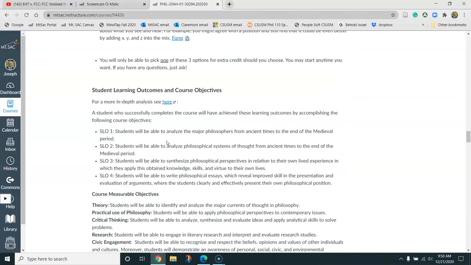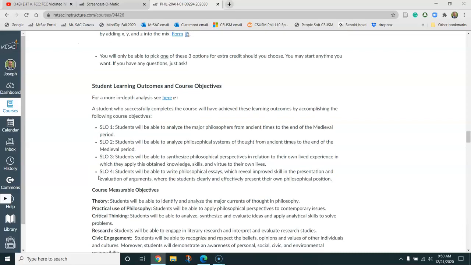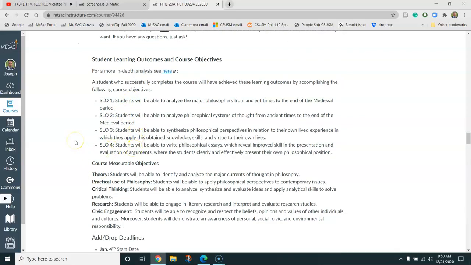Moving on down, student learning outcomes. These are the objectives that we measure when you take a class for any class at Mount SAC, and you can look at these. Basically, it's telling you, look, student learning outcome, after you're done with my class, you'll be able to tell me more about the major philosophers from ancient to medieval. You'll be able to analyze philosophical systems presented in these chapters. You'll be able to synthesize philosophical perspectives in relationship to your own lived experience, meaning, does the philosophical argument I learned in this chapter apply to my life?